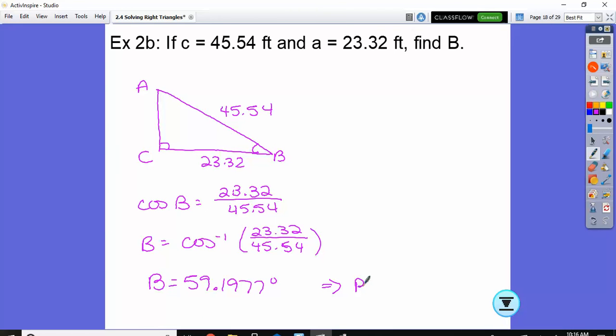If you round that, you can't say 59.19 because the 7 would make you round up. So if you round up, you get 59.20 degrees. For the 4 significant digits, you would put the 0 there. Any questions there?